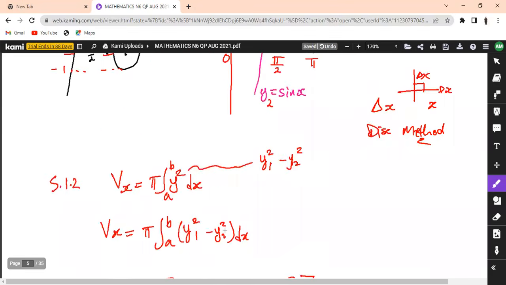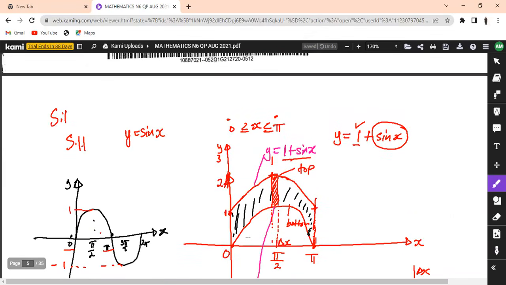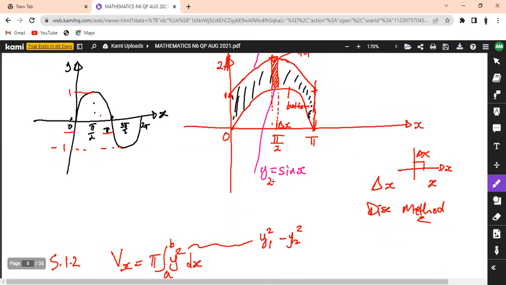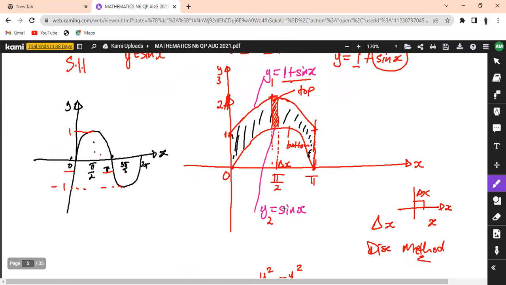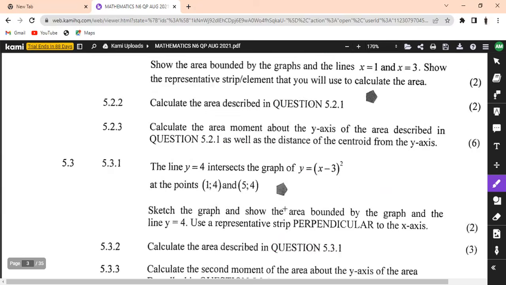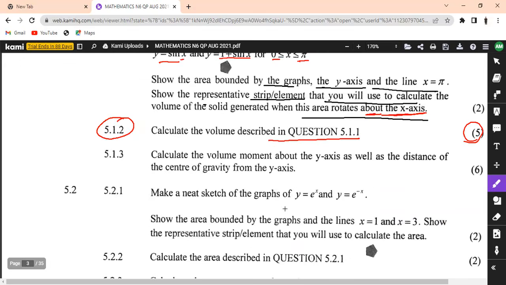It was a matter of having your sketch. With the sketch that you're given, you substitute in the values that you are given, and the volume and so forth. So let's see another question, guys, on 5.13 now. Here we are given to calculate the volume moment about the y-axis as well as the distance of the center of gravity from the y-axis, and that's actually 6 marks for that.